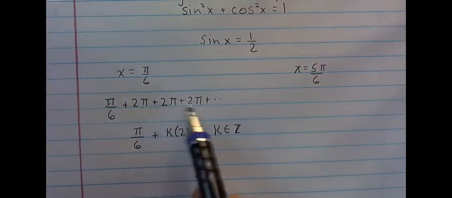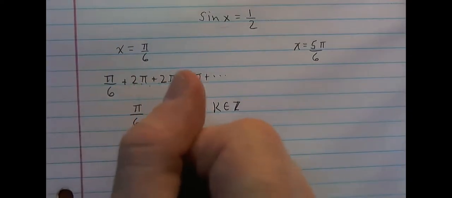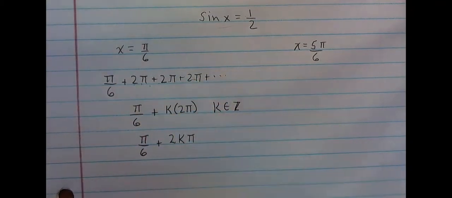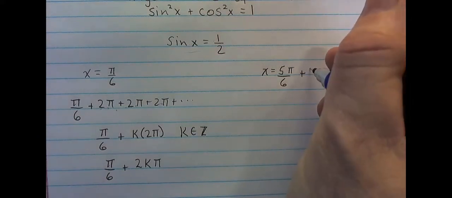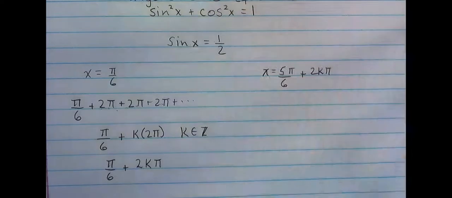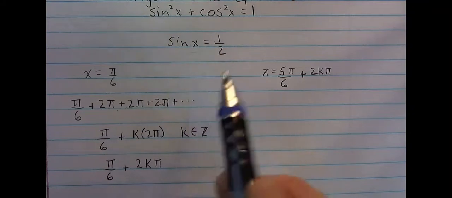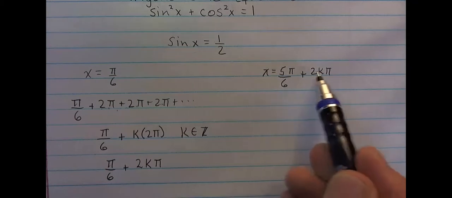Here we have 3 of the 2 pi's, but we get a solution every time we add a 2 pi. So we could say pi over 6 plus k times 2 pi, or it may roll off the tongue easier if we say pi over 6 plus 2k pi. That's the way it's often stated. And we could do the same thing over here: 5 pi over 6 plus 2k pi. So all the solutions for sine x equals 1/2 can be represented this way: pi over 6 plus 2k pi, and 5 pi over 6 plus 2k pi.